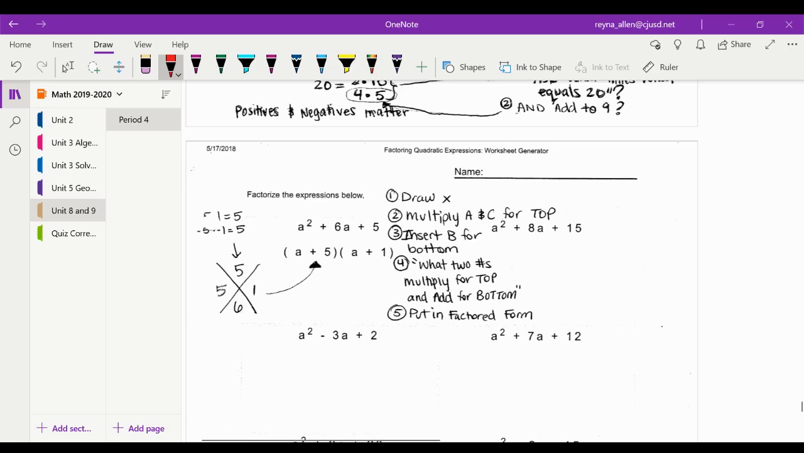We are now going to use this X method to help us factor. So we're going to go from a trinomial or standard form and turn it into a binomial, which is factored form. So step 1 is drawing the X. That's why I had you draw the X.